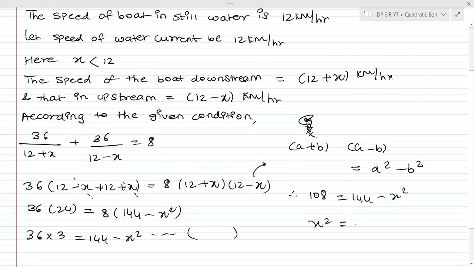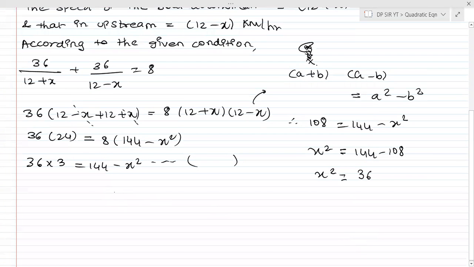x square is equal to 144 minus 108. x square is equal to, is it 6? Hey, it is 36, right? But now we have learned one thing. Since x square is equal to 36, x will take two values. x is equal to either plus 6 or x is equal to minus 6.